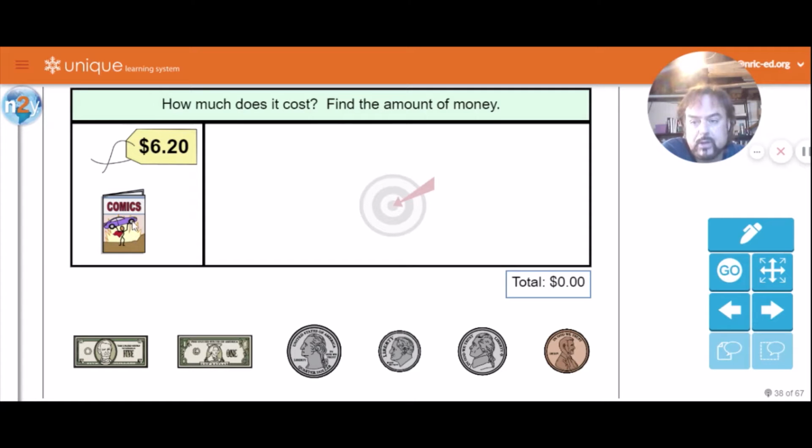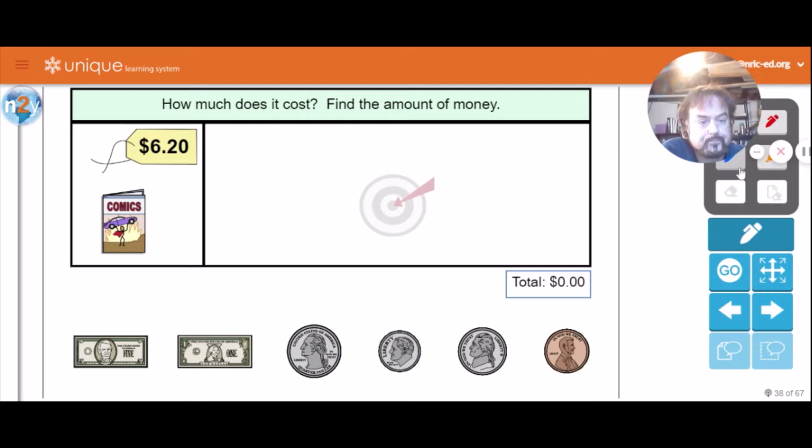Here is a comic book, and I love comic books. All right, and it costs $6.20. Okay, so the $6 are going to be shown here. The zero on the left side of the decimal point is going to change as we move dollar bills up into the box. And the 20 cents is going to be shown on the right side as we move coins up into the box. There's mud. Okay. All right.